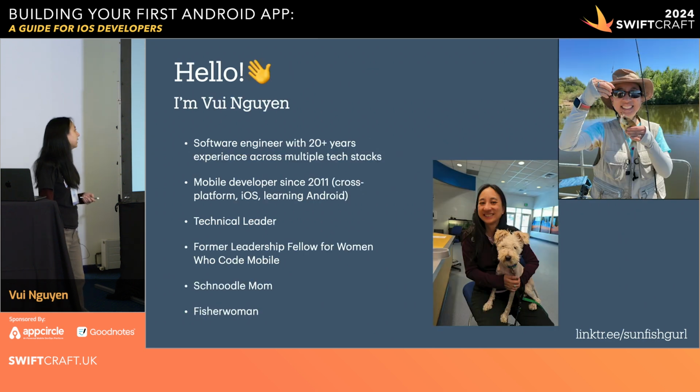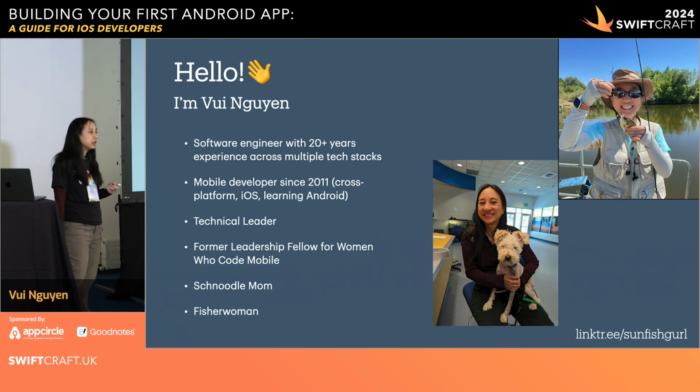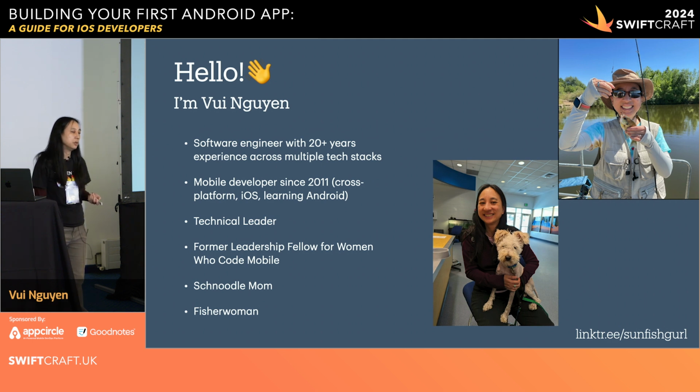So a little bit about myself. Again, I'm Vui Nguyen, and I've been a software engineer for many years across many different tech stacks. I've worked as a mobile developer since 2011, cross-platform on iOS, and also learning Android. I'm a technical leader, and a little bit of news: I was the leadership fellow for a nonprofit called Women Code Mobile. Those of you that don't know, unfortunately, the Women Code organization shut down back in April, not too long ago. I'm also a mom of a 2.5-year-old schnoodle, a poodle and schnauzer mix, and I also like to go fishing occasionally.